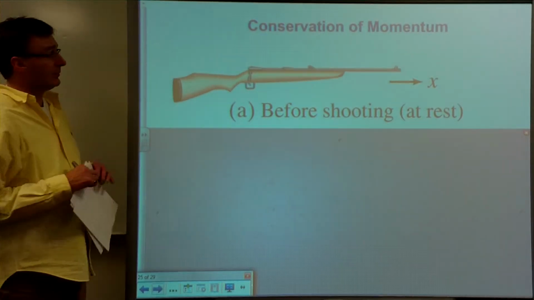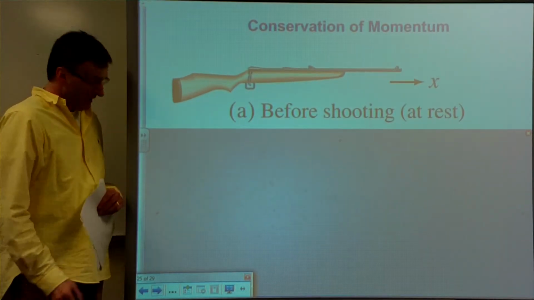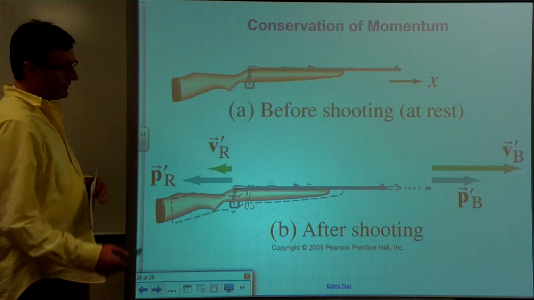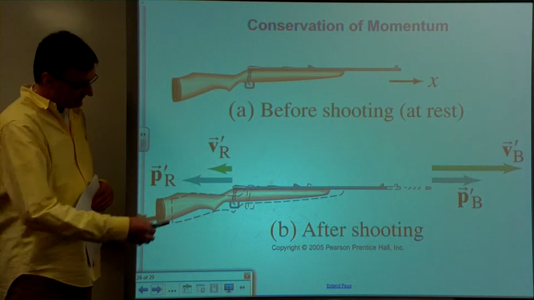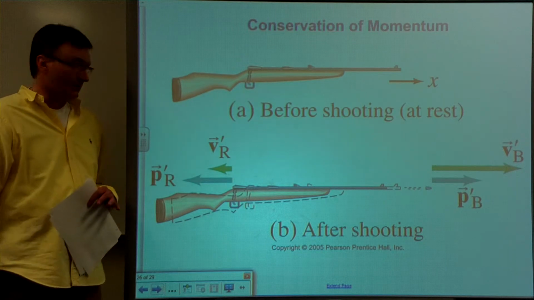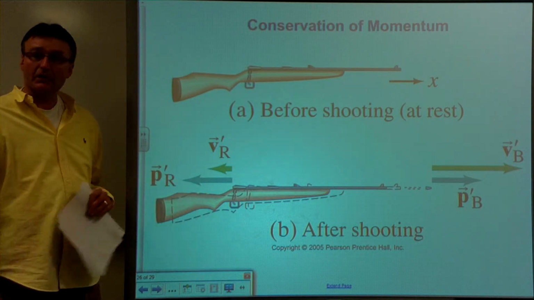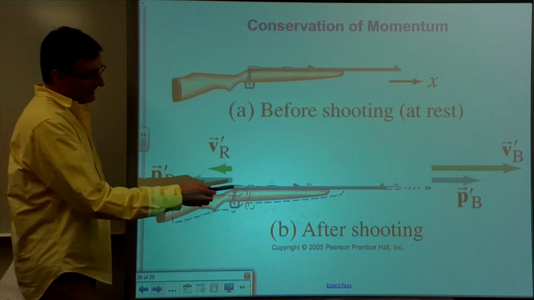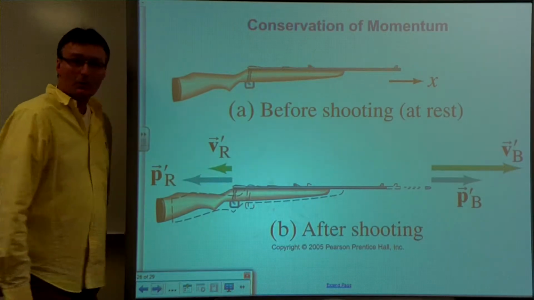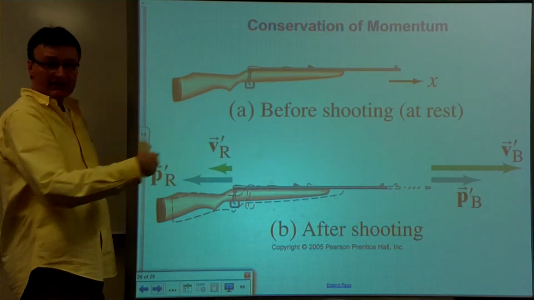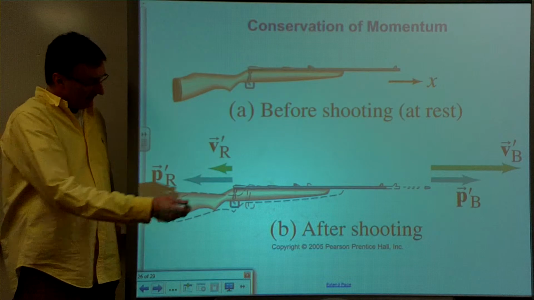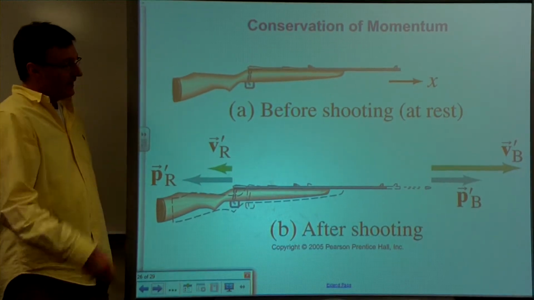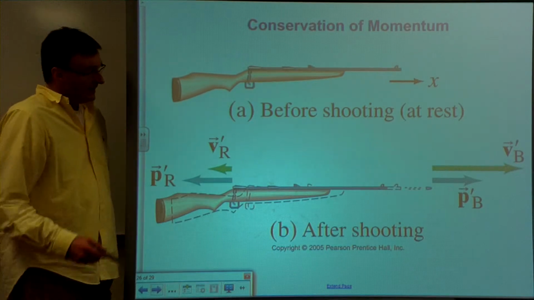Similarly, when a bullet is shot from a rifle, then you get the recoil action of the rifle, and anyone who has shot a rifle has experienced what they call the kickback of the rifle, and so that's the recoil. Because of the bullet going one way, the rifle, because of conservation of momentum, has to move in the opposite direction, and so that's what causes the recoil.